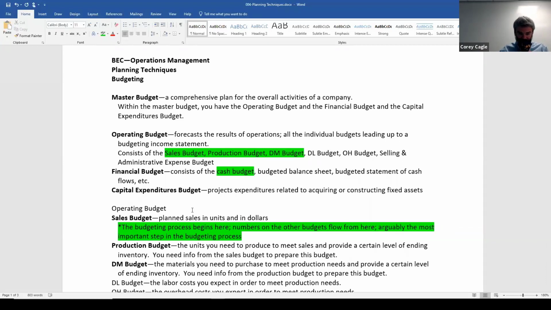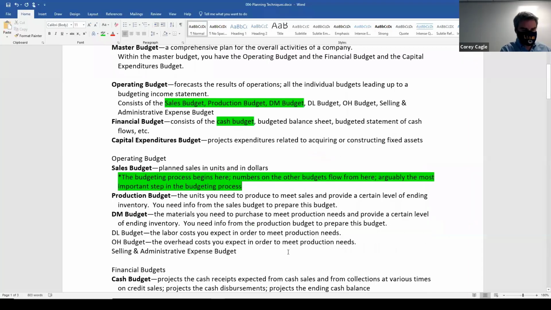Production budget. So that's how many units you need to produce, in a manufacturing firm. You have to produce to not only meet sales, but also to have a certain level of inventory on hand. You don't want to have sales demands that you can't meet. So you always have this cushion of inventory, right?